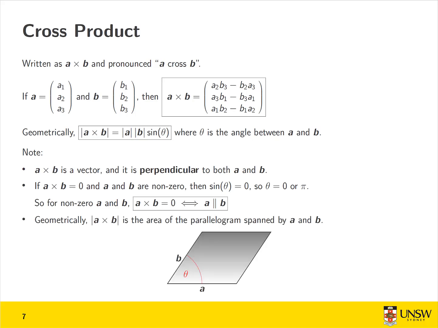Finally, another geometric interpretation of the length of A cross B is that it is the area of the parallelogram spanned by A and B. We can see this is true because the formula is twice the area formula for a triangle.